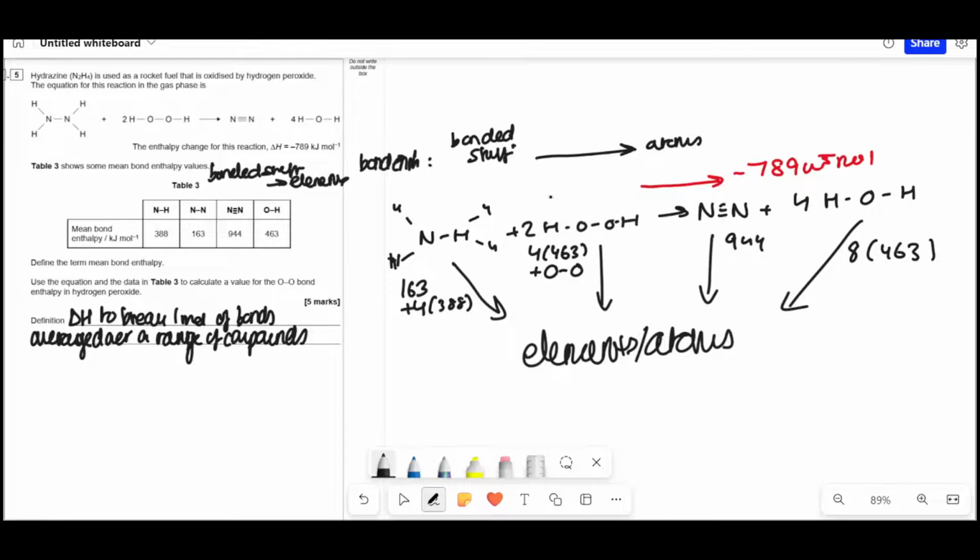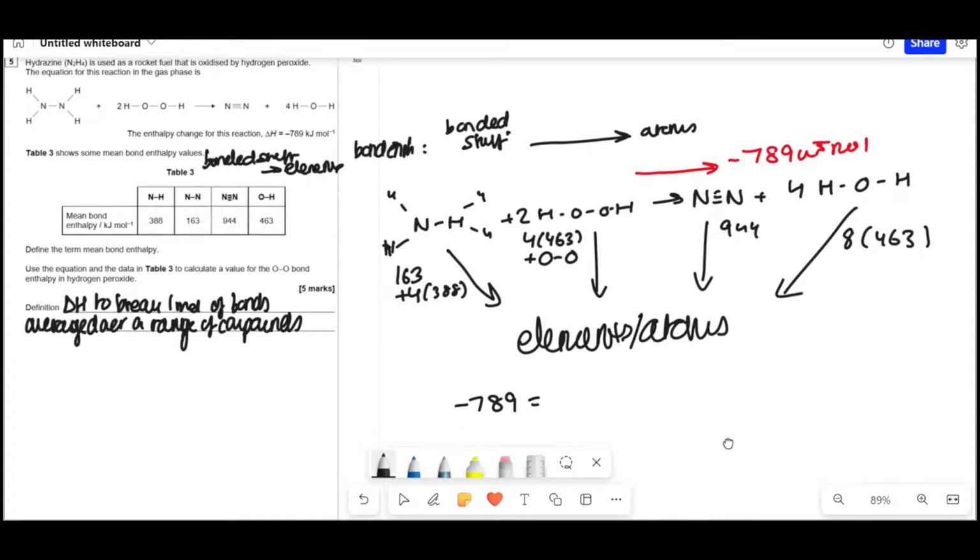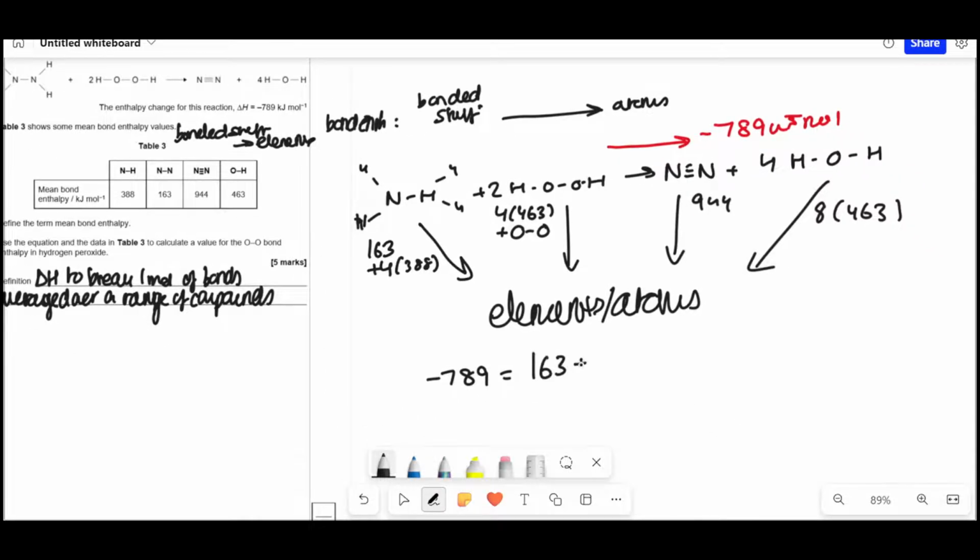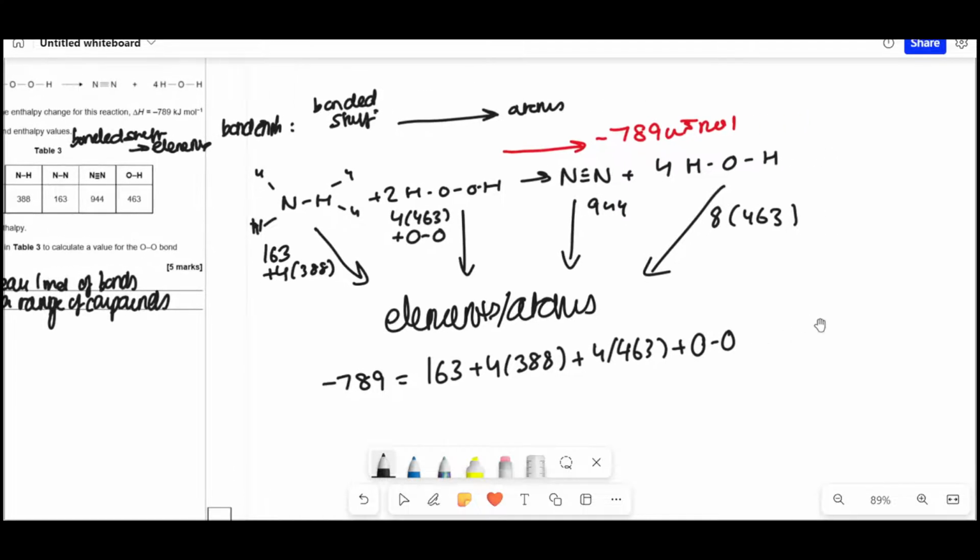Then if you go around this cycle, it's going to equal the overall reaction, because we're starting and finishing at the same point. So that must mean the overall enthalpy, minus 789, equals this way. But then, because we're going against this arrow, you're going back up. If you follow an arrow, the sign stays the same. If you go against it, the sign flips. So that's going to be 163 plus 4 lots of 388 plus 4 lots of 463 plus the mystery bond we want, and because we're going against this arrow now, minus 944 minus 8 lots of 463.